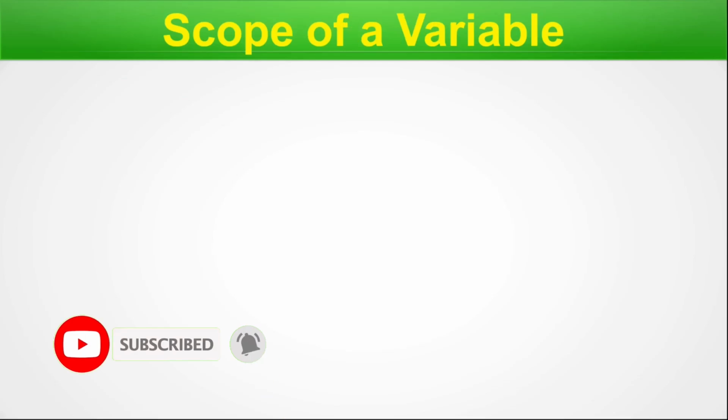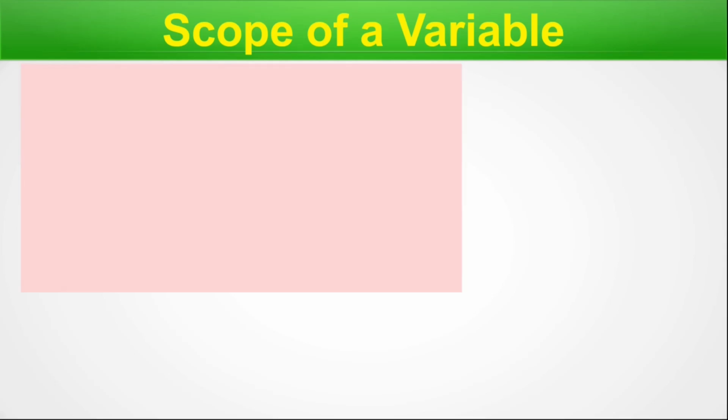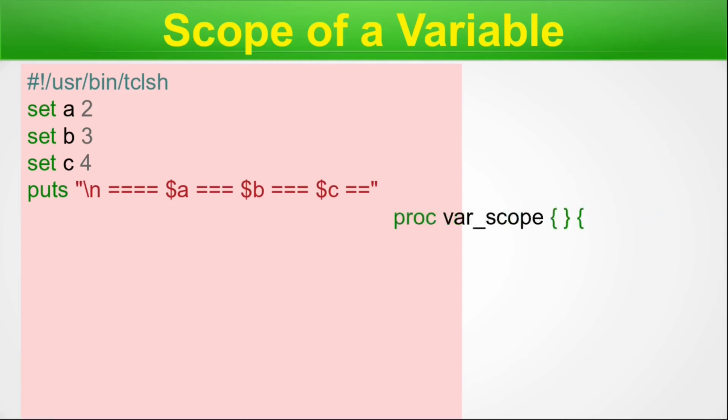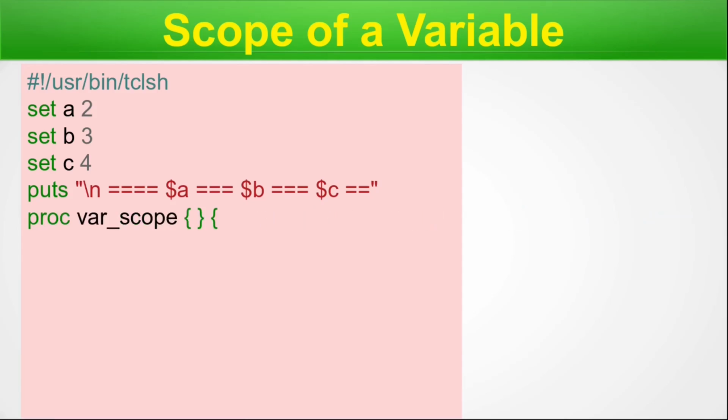Scope of a variable. It's very important because when we have a long script and we are using variables, we must know how we access the global and the local variables. This slide is for that. So here we start our script with the hashbang command, and then we set A with 2, B with 3 and C with 4. And then we print the initial values we have assigned to them, $A, $B, $C. Now we write a procedure var_scope.